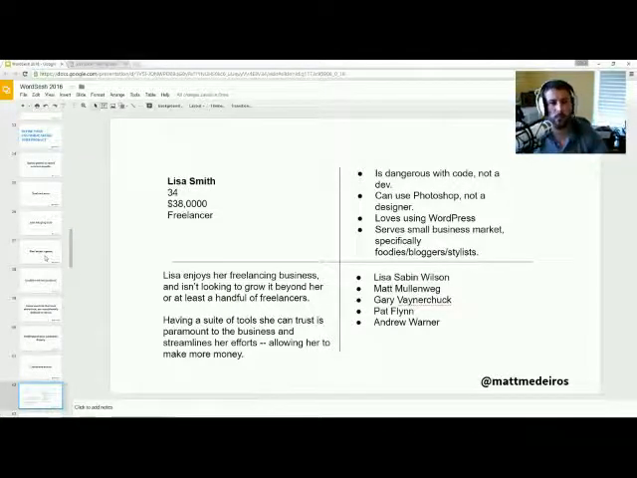So I split things up into 4 quadrants. I give the person a name, an age, how much money they make, their job title. You could even put in other accessory facts like they like to run, they like to cook. That's quadrant 1. Quadrant 2 below that: who's Lisa? Lisa enjoys her freelancing business and isn't looking to grow beyond a handful of freelancers that she contracts out to. But having a suite of tools that she can trust is paramount to the business and streamlines her efforts, allowing her to make more money, right? So at the end of the day, this is her story.